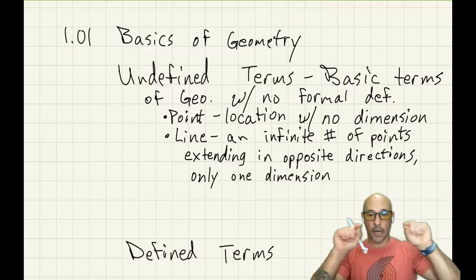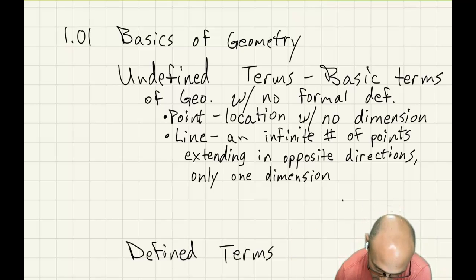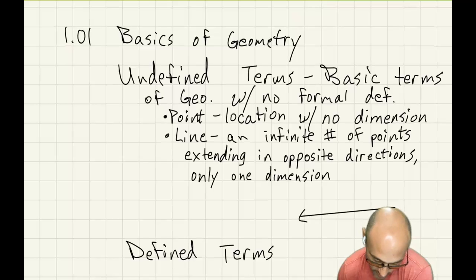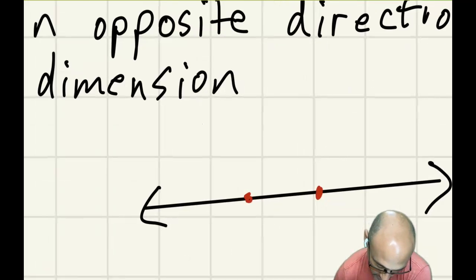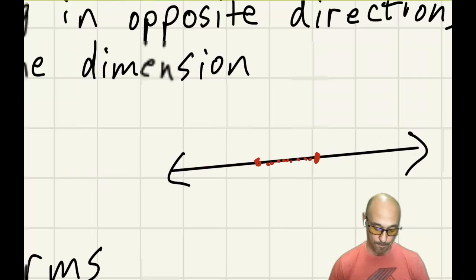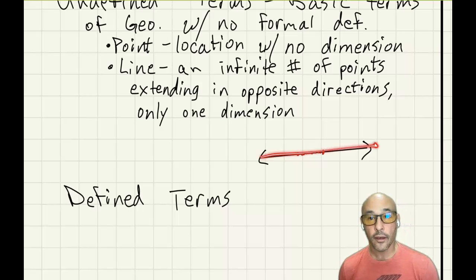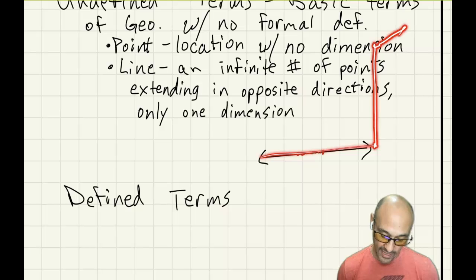A line is made up of infinitely many points in opposite directions. So we can't have a line look like this, because this is not the opposite direction of that. So that's not a line. A line looks like this, where again, if we zoom in on two points, there are infinitely many points in there. Zoom in again, and there are infinitely many points in there. And there's only one dimension. So it has length. It doesn't have width or depth. That's a way to think of it.